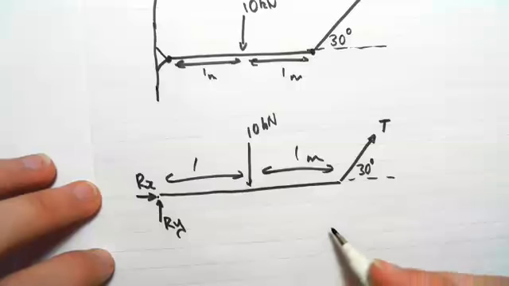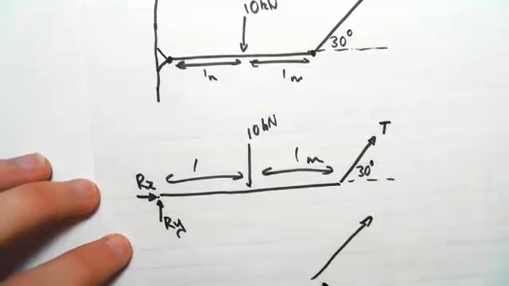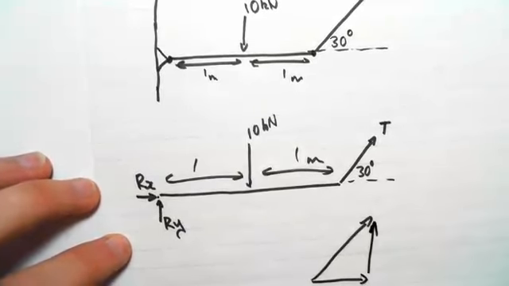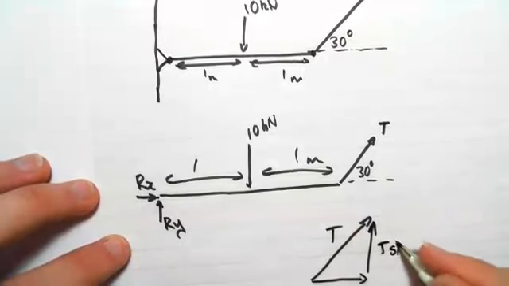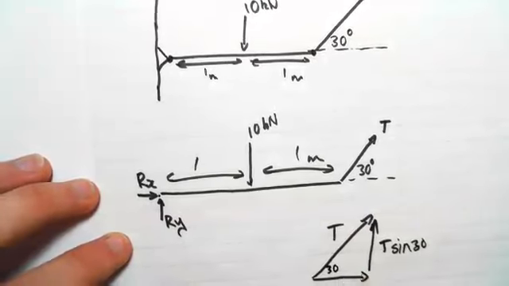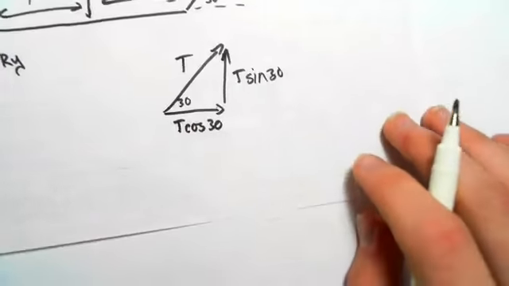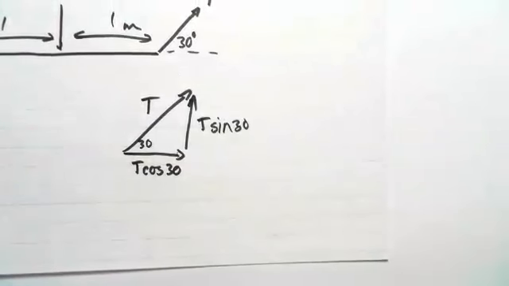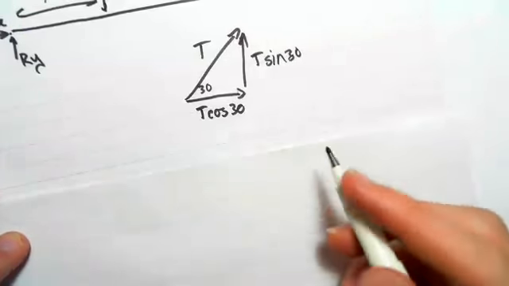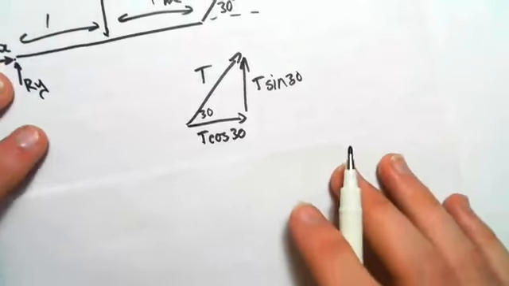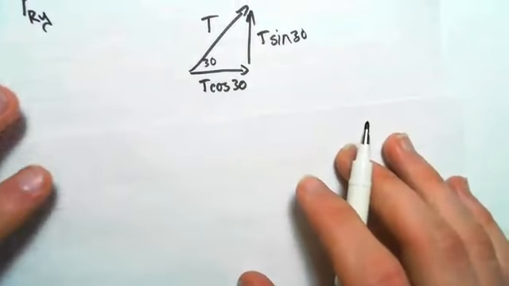Okay, so first of all we want to break up this tension force, like I did in the last video, into the x and y components. So we have T here, and this side equals T sine 30, and this side equals T cos 30. Remember, they still act at the same point that T does. So I'm going to redraw this diagram now using the components of T.